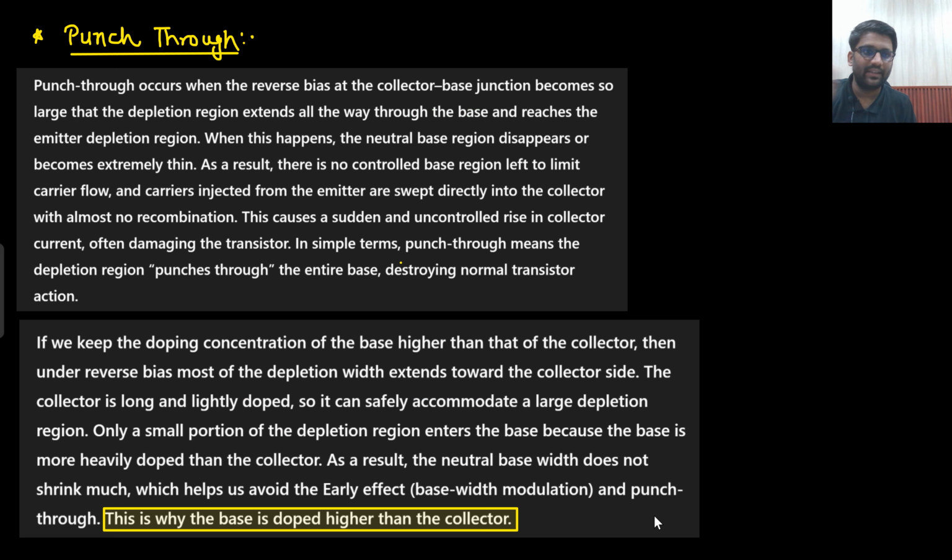And these things are written in Neamen as well. It's not that I am blindly making something up in my head and teaching it here. In Neamen, all these things are written. It is not written that because of the fabrication it is highly doped or lesser doped. Okay, so now everything is clear. Now every reasoning is clear.